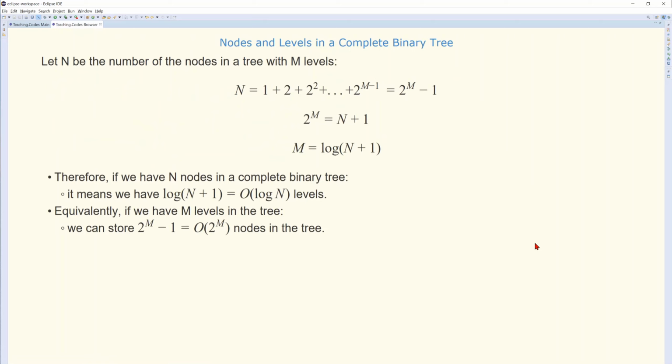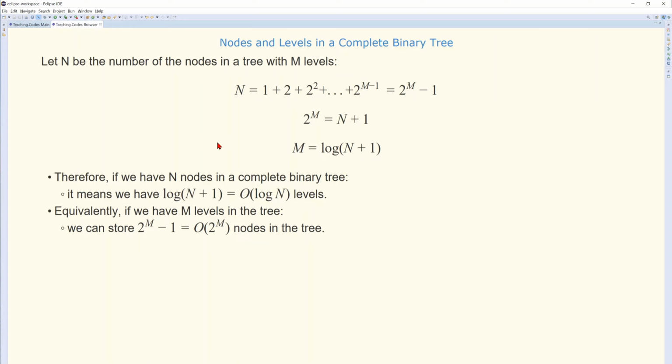So if we try to define this in more generic terms, let n be the number of nodes in the tree, and let m be the number of levels. So the number of nodes would be 1 plus 2 plus 2 to the 2 plus 2 to the 3. So it's 2 to the 0 plus 2 to the 1 plus 2 to the 2, going all the way to 2 to the m minus 1, where m is, remember, the number of levels, because we start the enumeration from level 0. So this summation we know is, in general, 2 to the m minus 1. So 2 to the m is equal to, take this minus 1 to the other side, n plus 1. If you take log base 2 of both sides, m would be equal to log base 2 of n plus 1. Remember, in this course, when we say log, we mean log base 2.